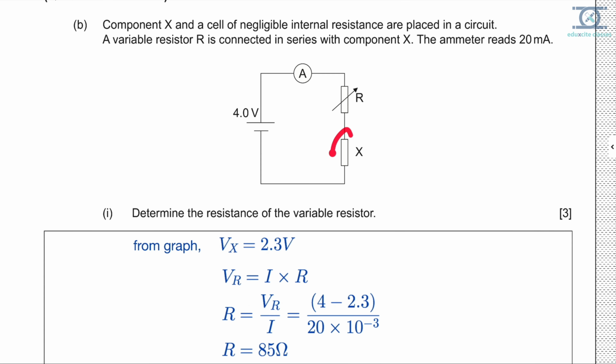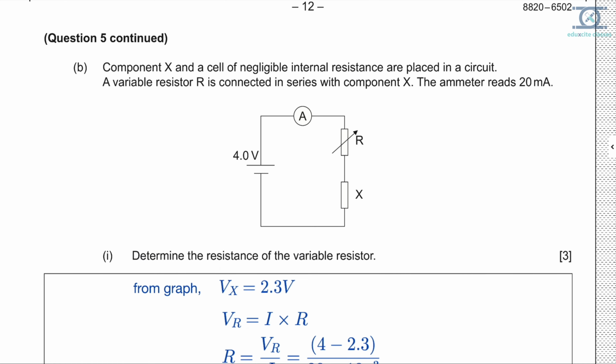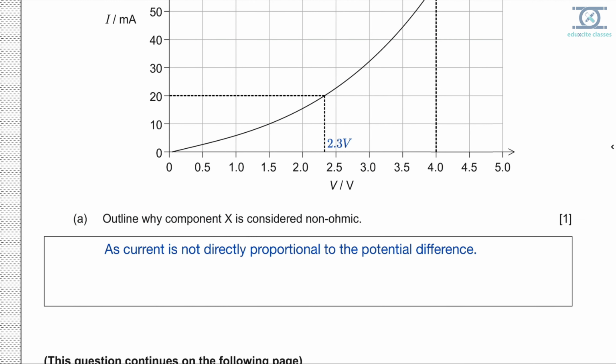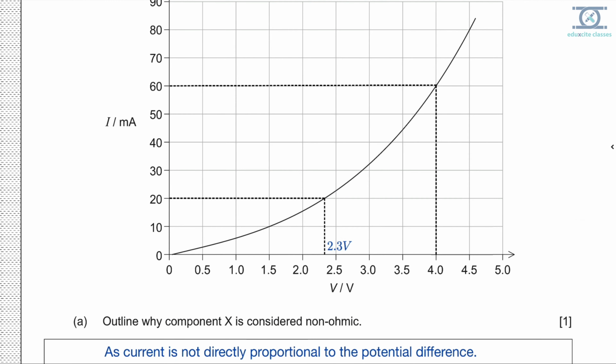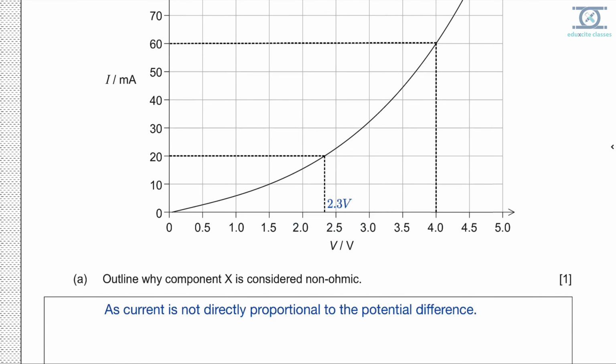Now component X and a cell of negligible internal resistance are placed in a circuit. A variable resistor R is connected in series with component X and the ammeter reads 20 milliampere. Determine the resistance of the variable resistor. So from the graph we are given for component X, we can see that at 20 milliampere, the component X has a potential drop of 2.3 volt.